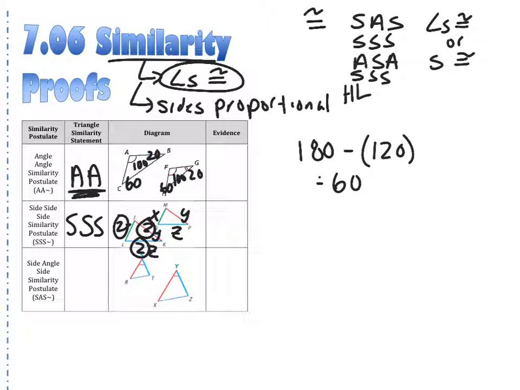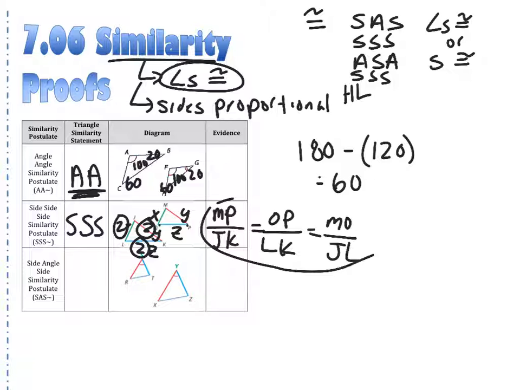So side, side, side, we would actually need to show that MP over JK, the red lines, are proportional to OP over LK, the blue lines, and then to the green lines, MO over JL. And if I show all the sides are proportional, that's another way to show my triangles are similar.